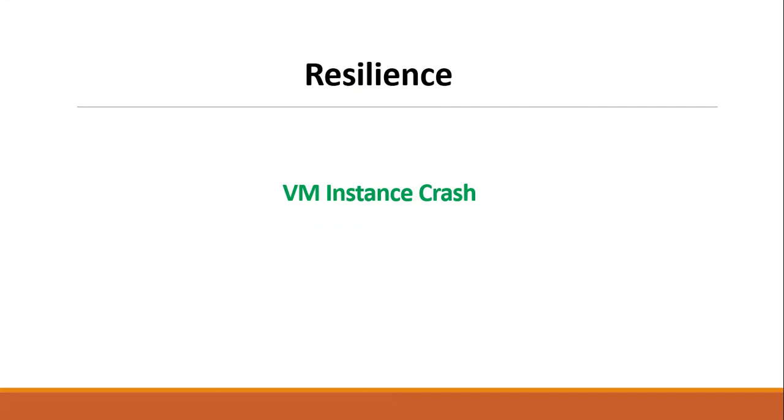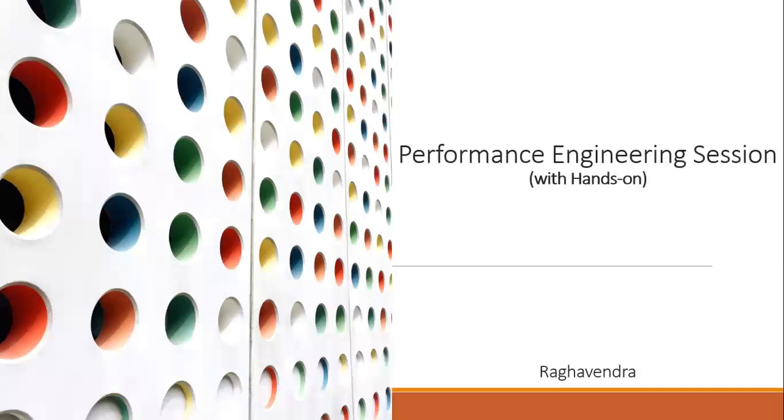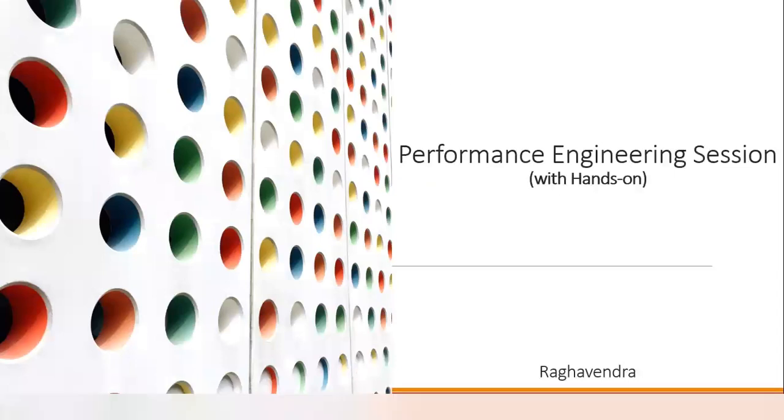When load is being generated on the application, we'll make sure that CPU utilization on one of the VMs goes above 95% all of a sudden. Then we'll analyze how exactly the system behaves and how it recovers, if at all there are any issues. Let us get into the GCP console. We will do this experiment on GCP.